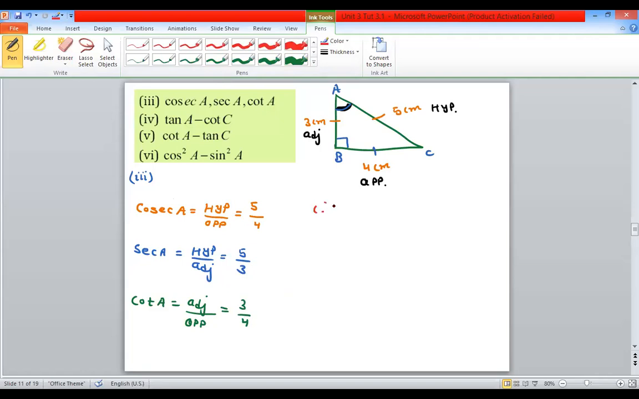So 4th one is, look here. Student, this is your A angle. If I change, this is your C angle. So for C, this side becomes opposite and this side becomes adjacent.